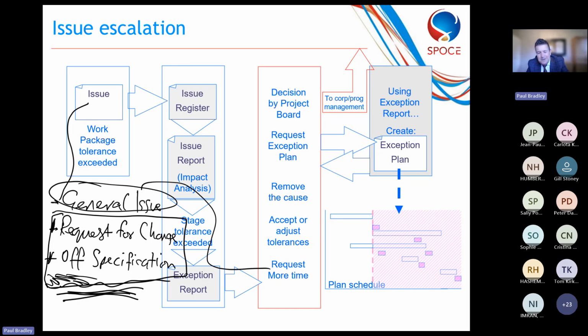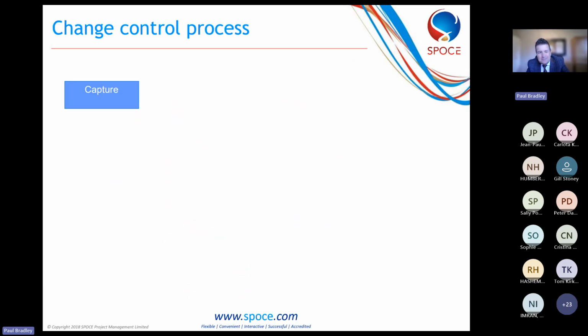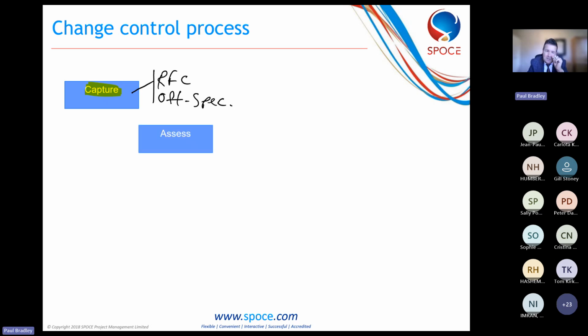And the way we do that is we use the change control process. Okay, so the first step in the change control process is to capture. Okay, so we capture the change, and it's either going to be a request for change or an off spec. Okay, so we'll categorize it. We'll have a description of it. Okay, and that way it's in the system. What we then do is we can assess. Okay, assess and analyze that request for change or off specification, depending what it is.